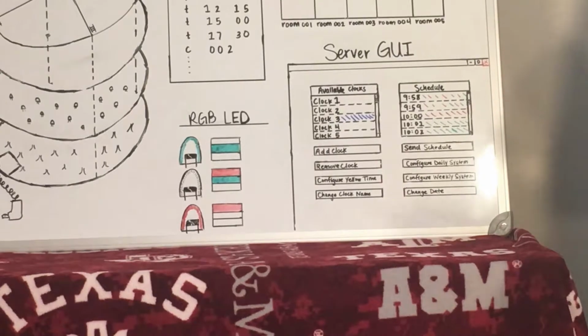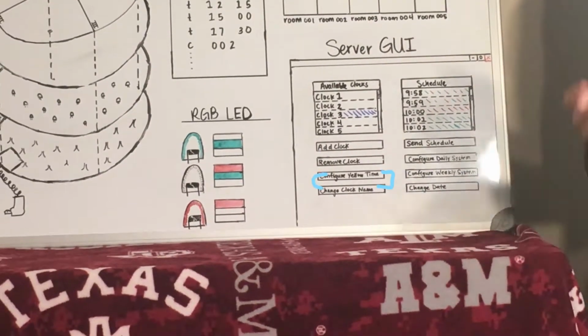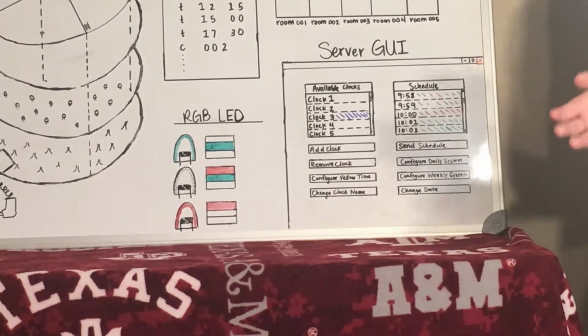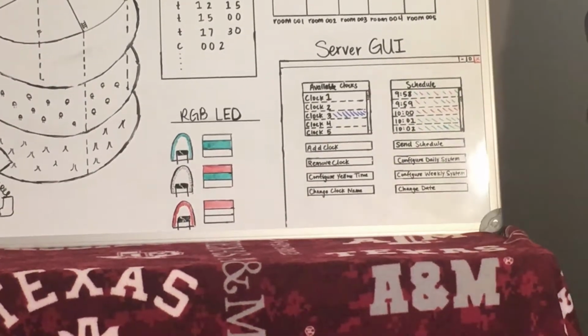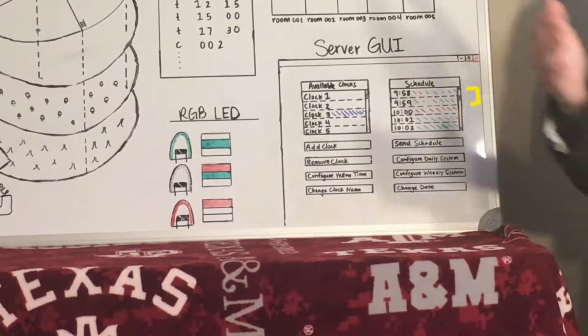You can configure your yellow times, and yellow time is essentially the time before the clock turns red. So say you can adjust it: if you have maybe a 20-minute meeting, you won't need the same yellow time as if you have a 4-hour meeting.